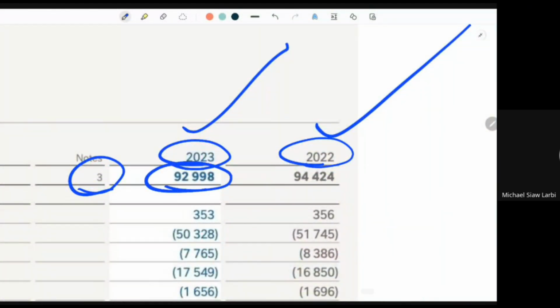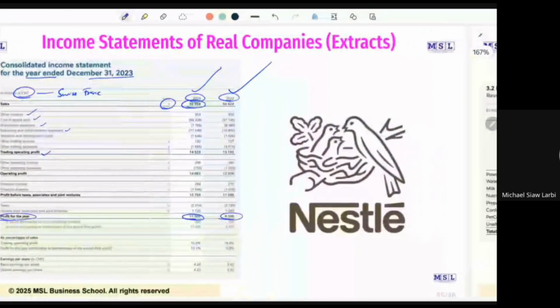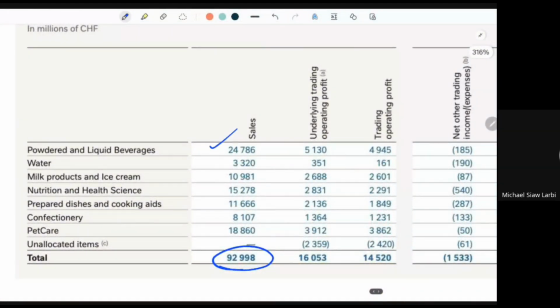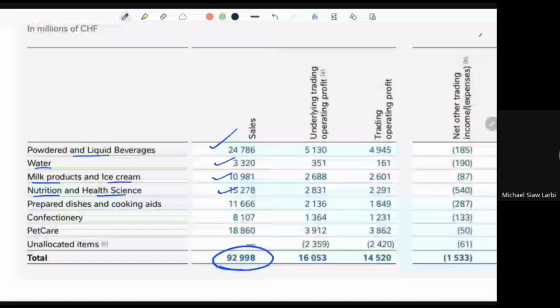So Nestle is telling you that out of the 92,998, they made 24.7 from powdered and liquid beverages. Their water products, water bottles and all, gave them 3.3. Milk products and ice cream gave them 10.9. Nutrition and health science gave them 15.2. Prepared dishes and cooking aids, your Maggi, what you use in the spices in the kitchen, gave them 11.6.